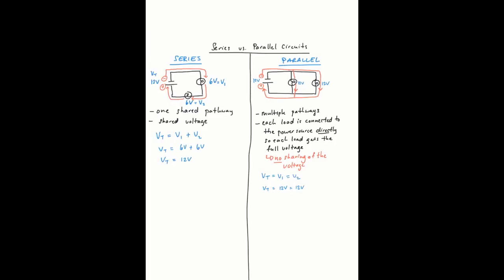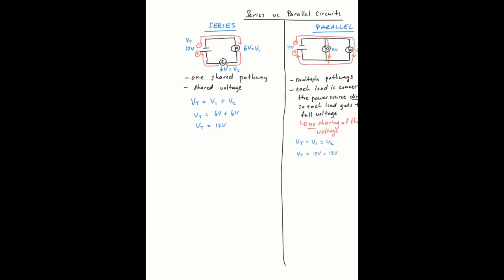Now because of that, I'm going to go back to the series. If I was to add a light bulb into this, you can imagine that putting another light bulb in would mean that I'd have to share the voltage even further among these light bulbs. Okay, so let's say that I did that. Let's draw ourselves that circuit again.